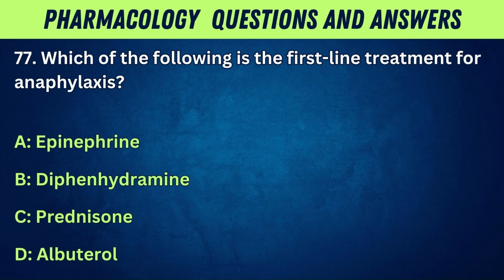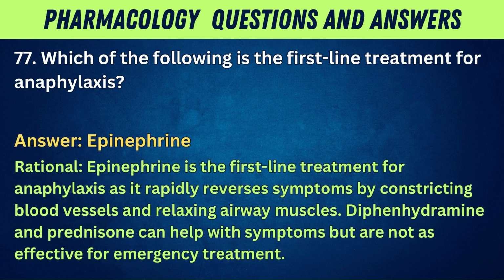77. Which of the following is the first-line treatment for anaphylaxis? A. Epinephrine. B. Diphenhydramine. C. Prednisone. D. Albuterol. Answer: epinephrine. Rationale: Epinephrine is the first-line treatment for anaphylaxis as it rapidly reverses symptoms by constricting blood vessels and relaxing airway muscles. Diphenhydramine and prednisone can help with symptoms but are not as effective for emergency treatment.